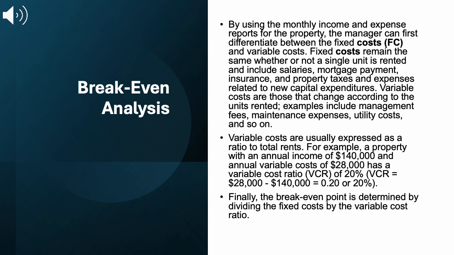Break-even analysis. By using the monthly income and expense reports for the property, the manager can first differentiate between the fixed costs (FC) and variable costs. Fixed costs remain the same whether or not a single unit is rented and include salaries, mortgage payment, insurance, and property taxes and expenses related to new capital expenditures. Variable costs are those that change according to the units rented. Examples include management fees, maintenance expenses, utility costs, and so on.